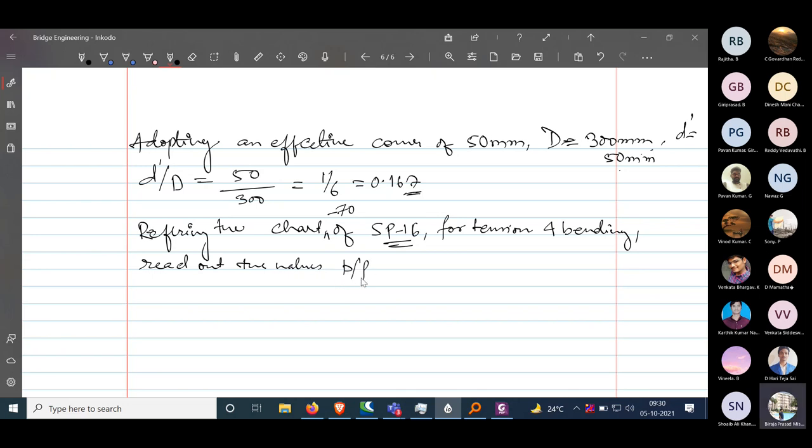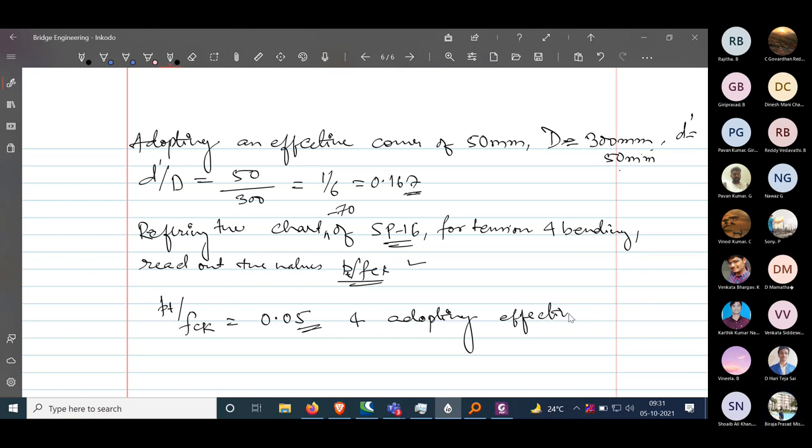So that PT by FCK value we need. Okay, so here from that chart, PT by FCK, so that value is coming as 0.05, and adopting an effective cover.